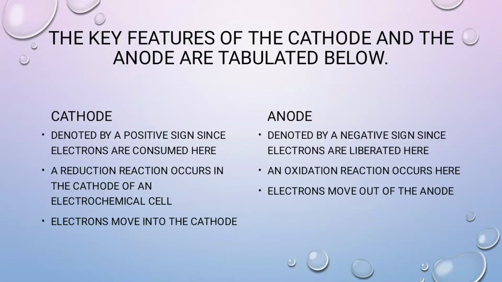So here are the key features of the cathode and the anode. The cathode should be denoted by a positive sign and electrons are consumed here. A reduction reaction occurs in the cathode of an electrochemical cell. An electron moves into the cathode. On the anode side, it is denoted by a negative sign. Electrons are liberated. An oxidation reaction occurs here. An electron moves out of the anode.